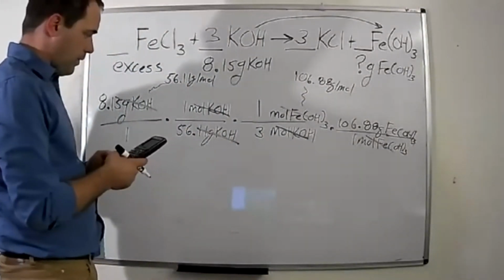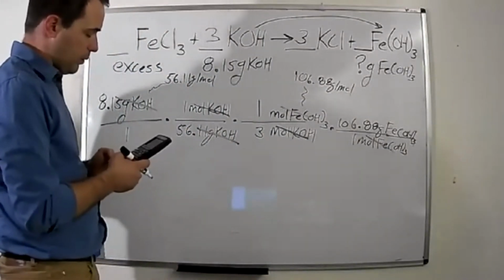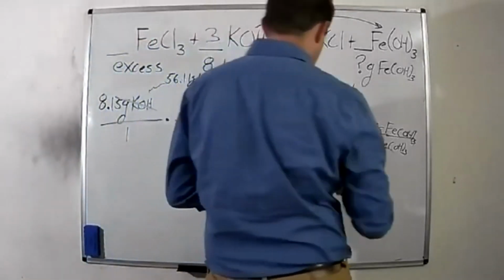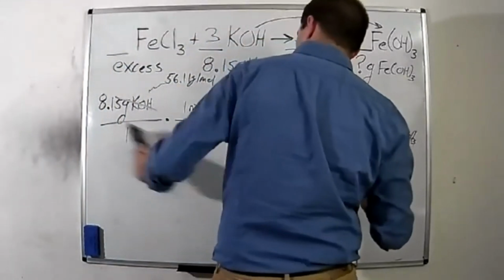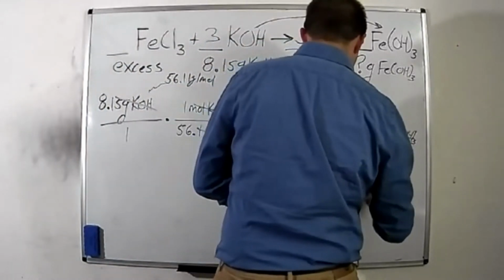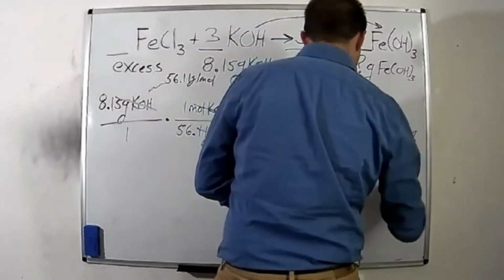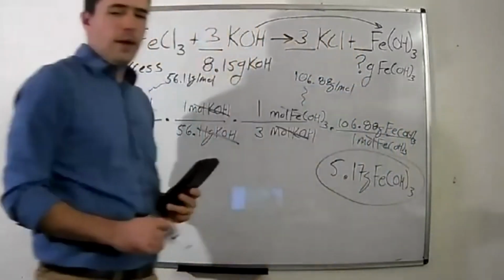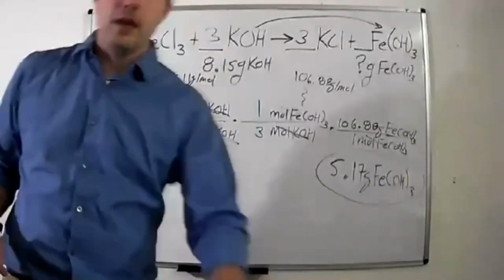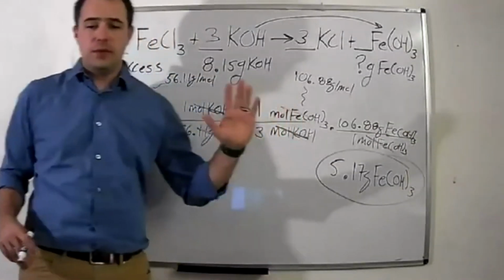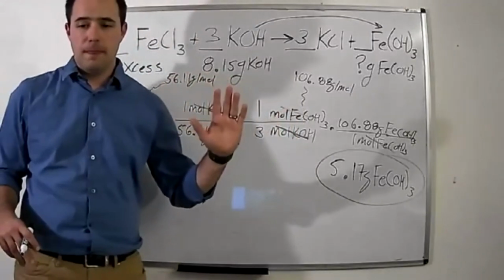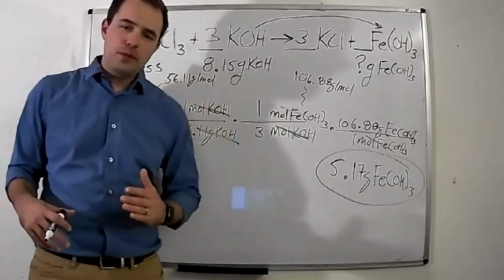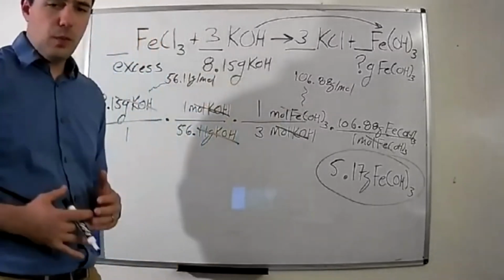So 8.15 divided by 56.11 divided by 3 times 106.88. I get 5 point, looking like 3 sig figs, 5.17 grams of iron 3 hydroxide as my theoretical yield there. How many people got 5.17 grams of iron 3 hydroxide? Hey, all right. If you didn't get 5.17 grams of iron 3 hydroxide, do you see where you went wrong?